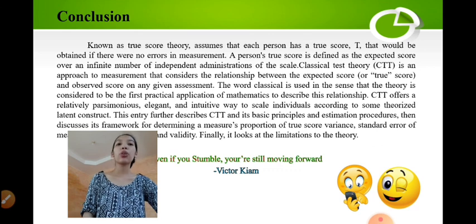Known as the true score theory, it assumes that each person has a true score. If we reflect on ourselves, we each have a true score, which is T. That would be obtained if there were no errors in measurement. A person's true score is defined as the expected score over an infinite number of independent administrations of the scale. So classical test theory is an approach to measurement that considers the relationship between the expected score.